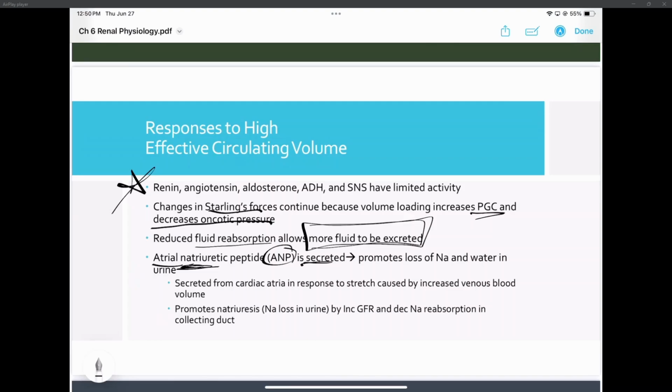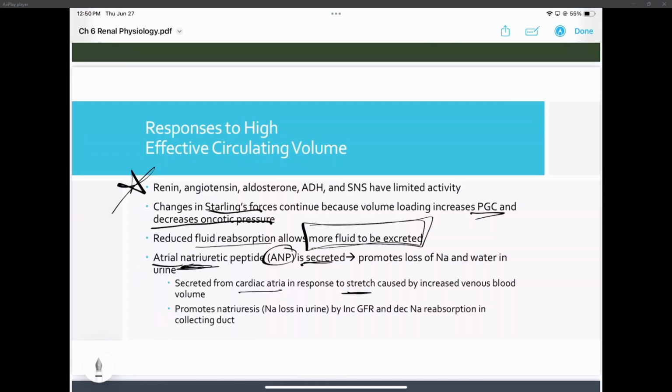The atria also get stretched when they're being overloaded for a long period of time. The atria, by themselves, will release this hormone called atrial natriuretic peptide in a way to try and get rid of this fluid volume. It is secreted from cardiac atria in response to the stretch caused by our increased blood volume, mainly the venous side. That's where it comes back to the right atrium.